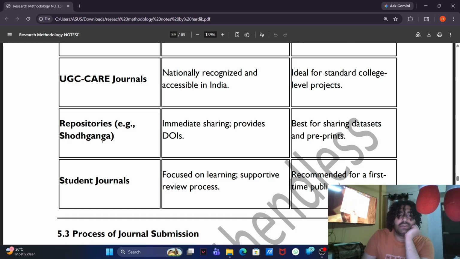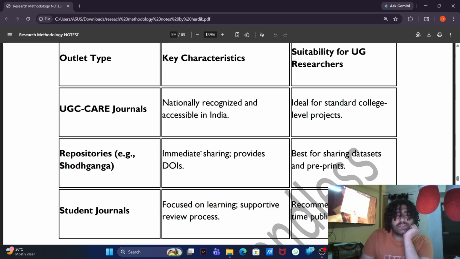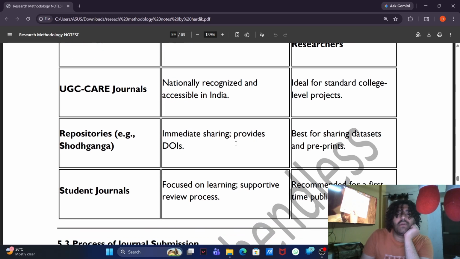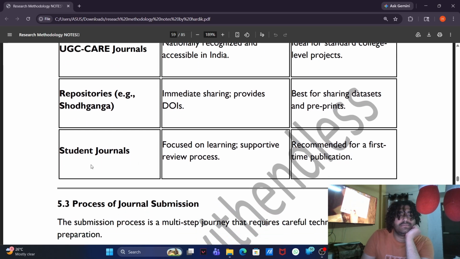Repositories, for example, Shodhganga. Its key characteristics are immediate sharing and providing DOIs. It's best suited for sharing datasets and preprints. Student journals are focused on learning and supportive review progress, and are recommended for first-time publication.